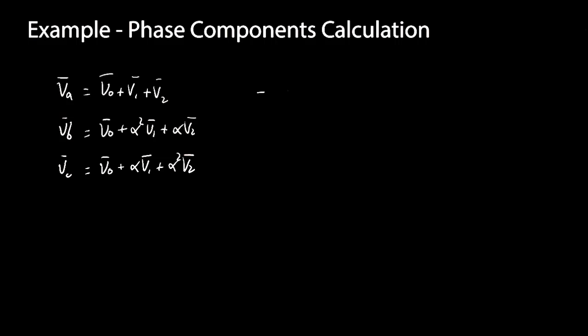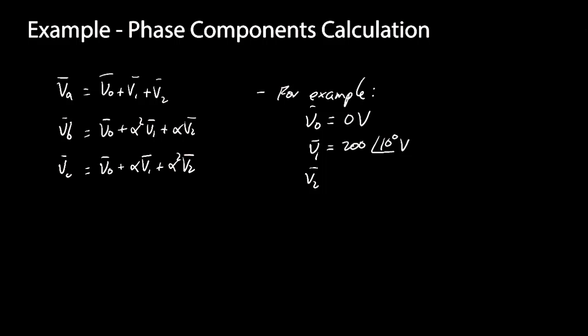So now let's do an example real quick. Let's say that we had the following sequence voltages. So we have V0, V1, and V2, which were equal to the following. V0, the zero sequence voltage, is equal to 0 volts. V1, the positive sequence voltage, is equal to 200 at 10 degrees volts, and the negative sequence voltage is equal to 200 at 120 degrees. This is in volts. And again, you would have these results once you've done a fault analysis using the symmetrical components technique.